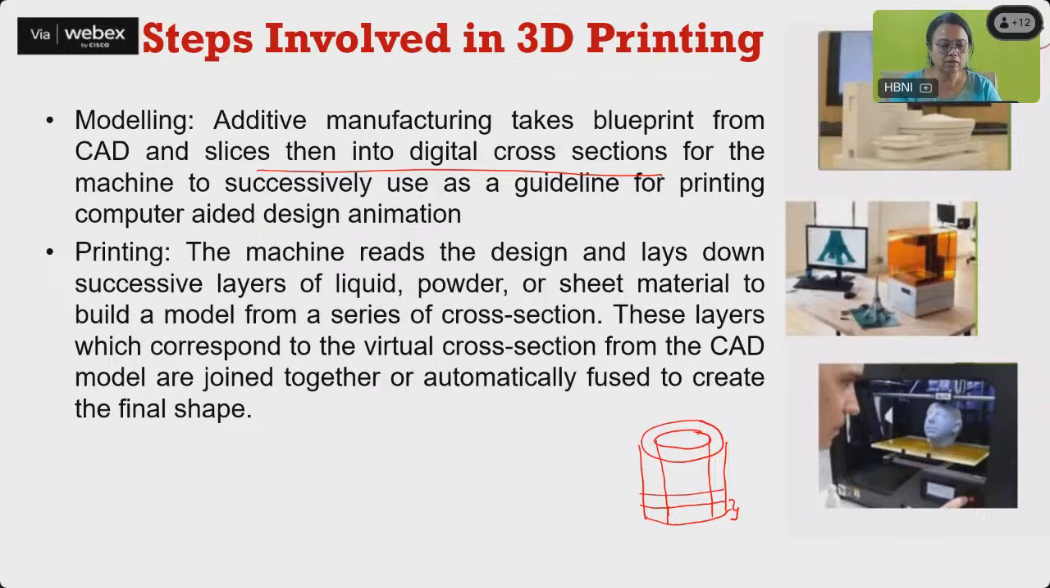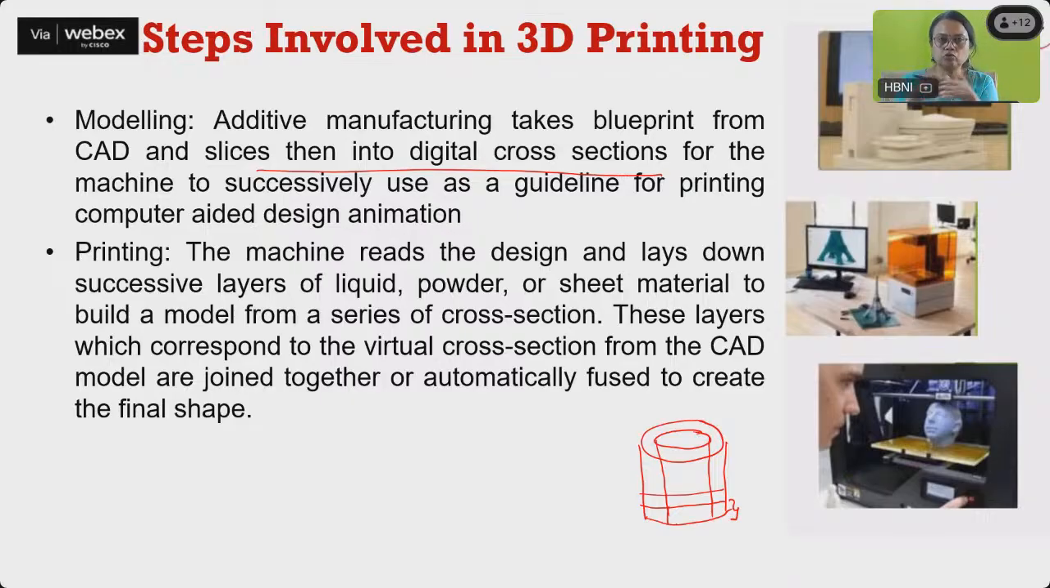Then the machine reads the design and lays down successive layers of liquid, powder or sheet of material to build a model from a series of cross sections. These layers, which correspond to the virtual cross sections from the CAD model, are joined together or automatically fused to create the final shape. Now these are the layers. So how do these layers join each other?